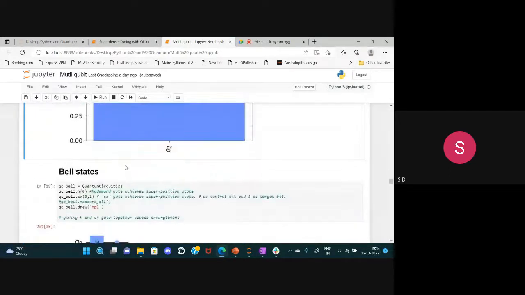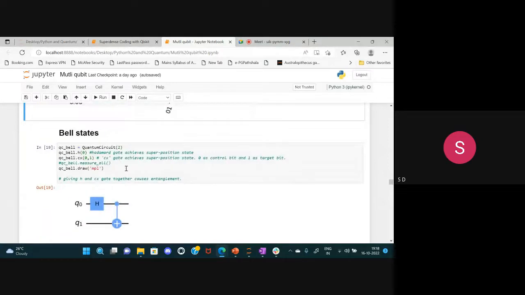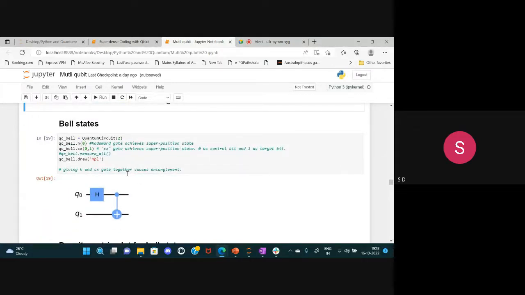Now, in the morning we were discussing Bell states. We can quickly discuss this also. What is a Bell state? A Bell state means we need to get an entangled state.